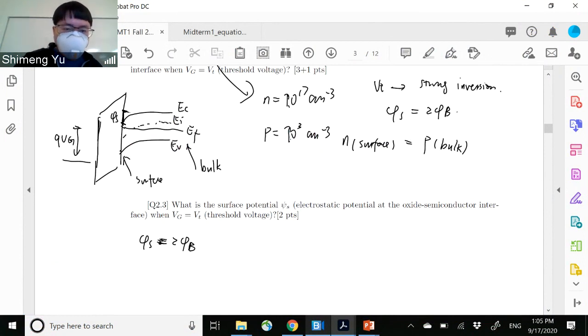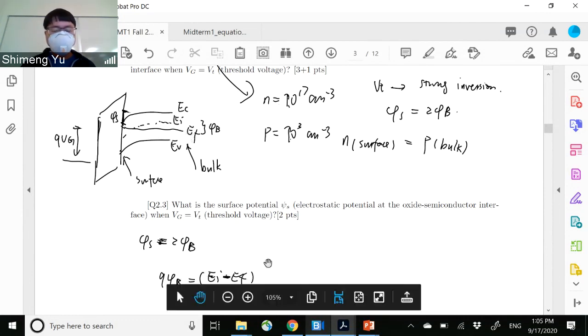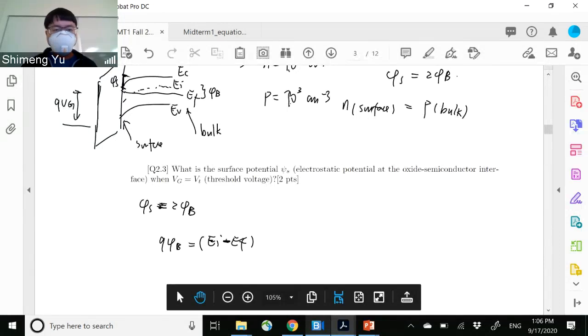So the phi b is defined here. It's the difference between the Fermi level and the intrinsic Fermi level. So the difference between EI and EF. So Q phi b is like your EI minus EF. This is by definition. So you just need to get the EI minus EF. So there are multiple methods to get this phi b.